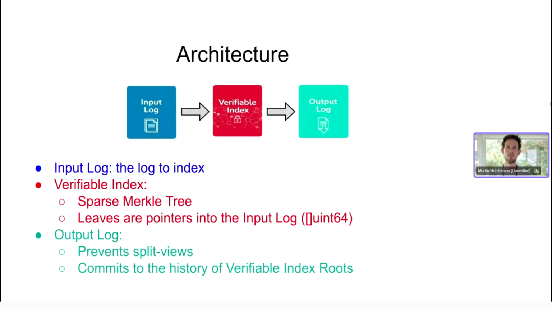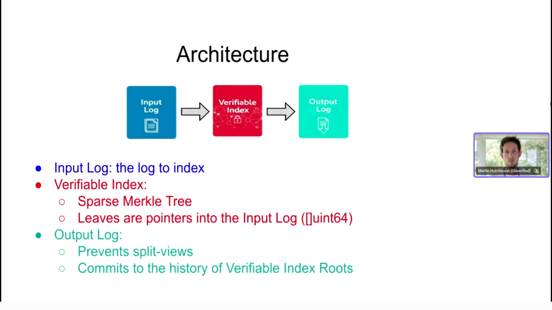But I want to address a bit of an elephant maybe in the room, or things that are making people uncomfortable, that there's quite a lot of data structures appearing. So the first one of these we already had. The input log there in blue is the log that we're indexing. The verifiable index in red is a sparse Merkle tree committing to the keys and values. And then finally, the output log in cyan has all the index roots in there. It prevents split views, and it makes sure that we've got an audit trail. And we'll get onto how the construction of that verifiable index can be verified afterwards.